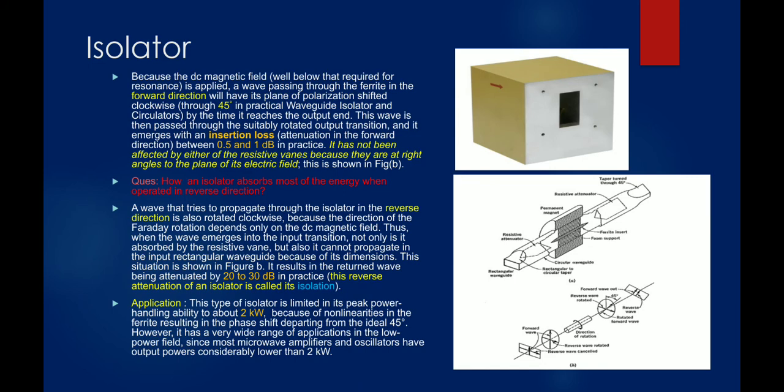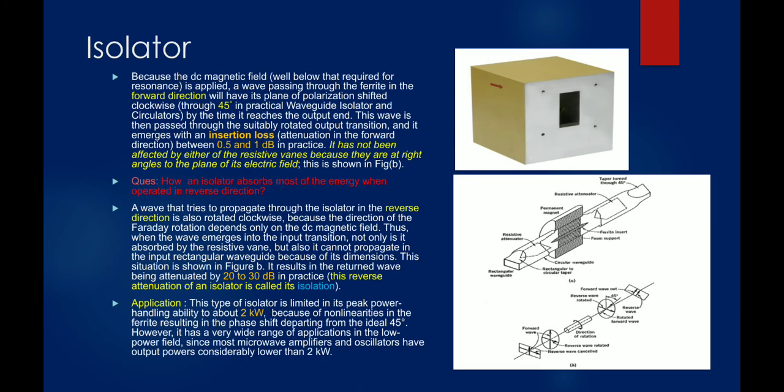So let's say a wave tries to propagate through the isolator in the reverse direction from port 2 to port 1. It is rotated clockwise because the direction of rotation depends only on the DC magnetic field. Thus, when the wave emerges into the input transition, not only is it absorbed by the resistive band, but also it cannot propagate in the input rectangular waveguide because of its dimensions. So the second resistive attenuator placed near port 1 will absorb it completely. This situation is shown in the figure, and it results in the returned wave being attenuated by 20 to 30 dB. In practice, this reverse attenuation of an isolator is called isolation.